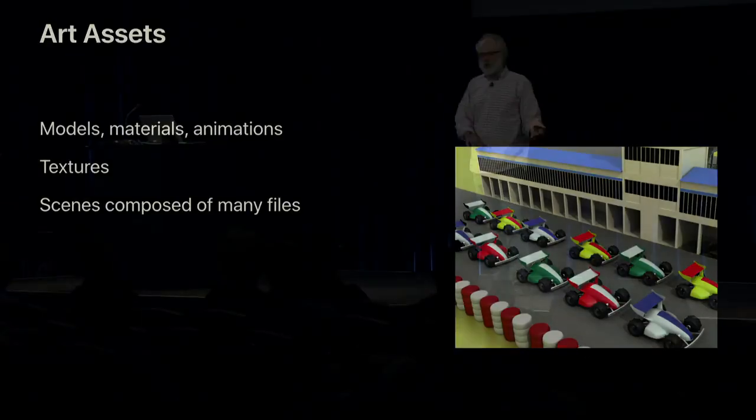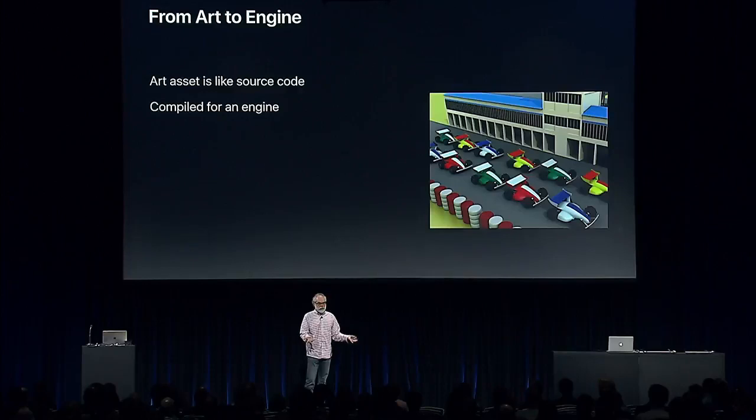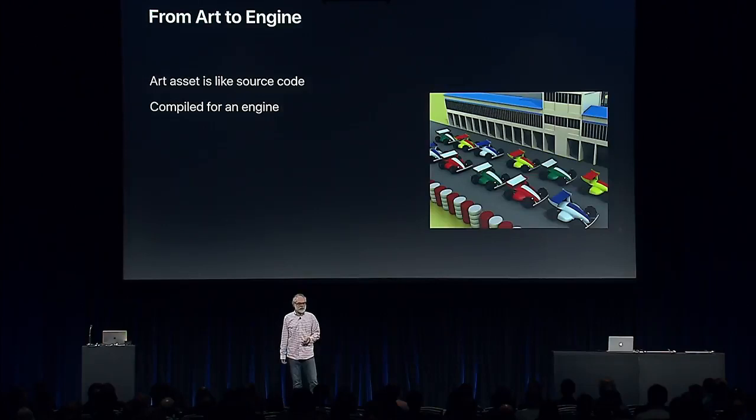Now, when an artist creates an asset, they're in a pretty sophisticated environment with a lot of tools at their disposal. So for an artist, the art in a tool like Maya or Blender is very much like source code for a programmer. It's got all kinds of things that are super helpful for iteration and development, but that don't actually make it into the runtime. You don't ship your code, you ship your object code. So just like you compile source to object code in your application, we're going to compile assets to be optimal for an engine.